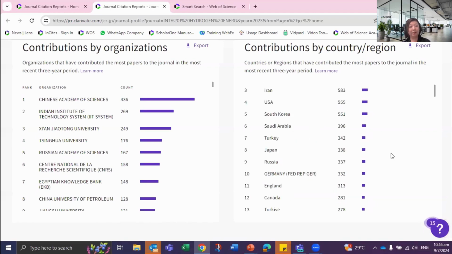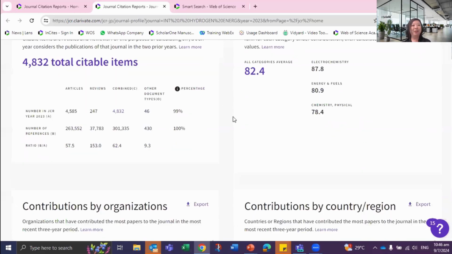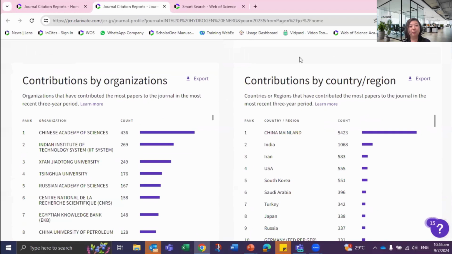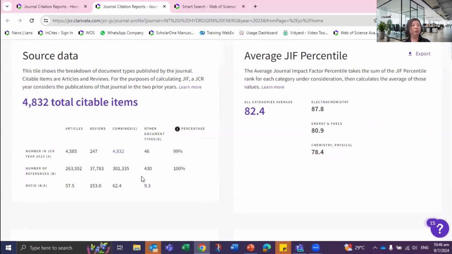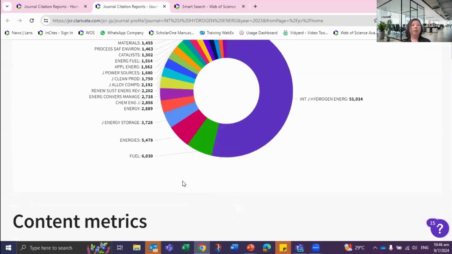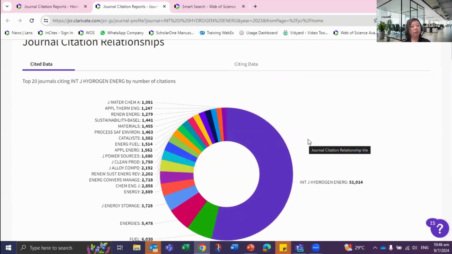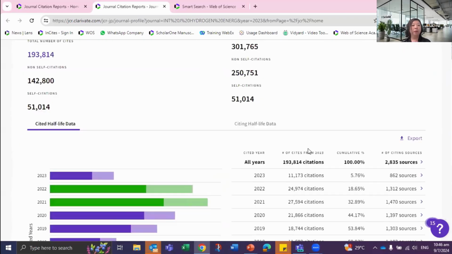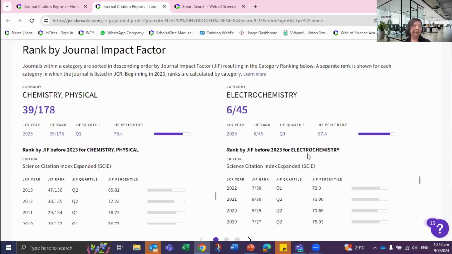So this is all the data that we have in JCR for each journal. If you can't remember everything under the sun that I've just mentioned today, I hope that you will remember a few things. Okay, contributions by country is useful to look at. Source data for the manuscript type. Citation relationship wheel for alternative journals that you want to consider. And of course, the journal's JCI and journal impact factor rankings.